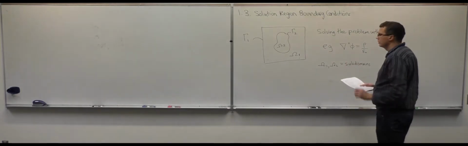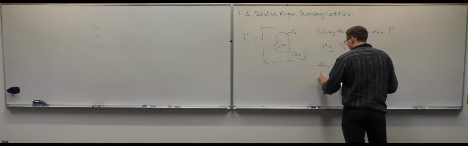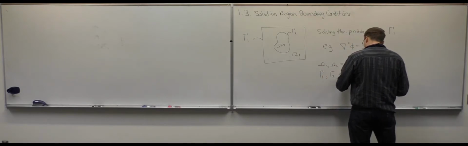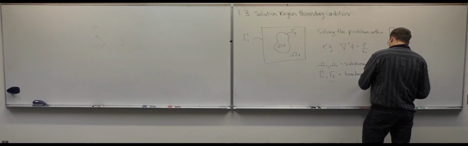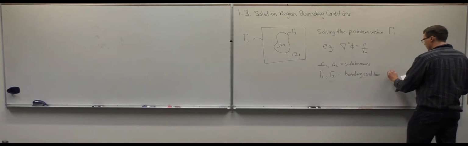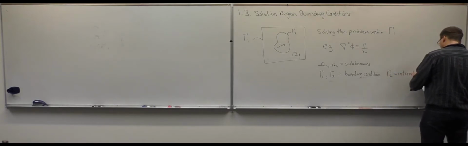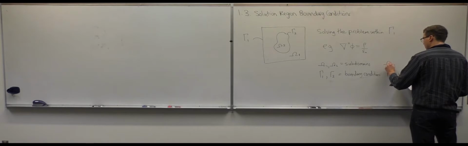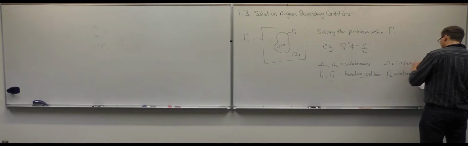Those are surface regions, or volume regions if it's 3D, and gamma 1 and gamma 2 are the boundary conditions, where gamma 2 is the internal boundary and omega 2 is the internal subdomain.